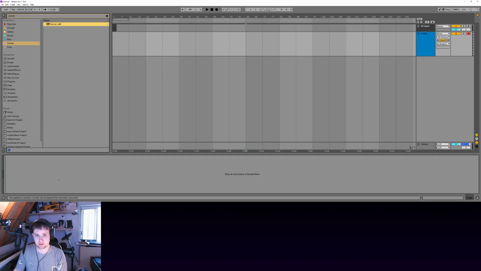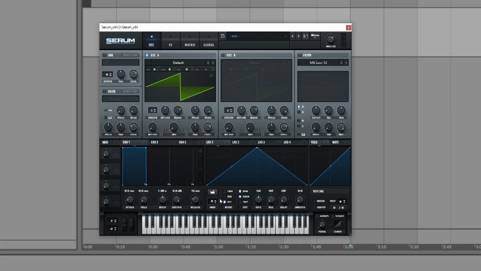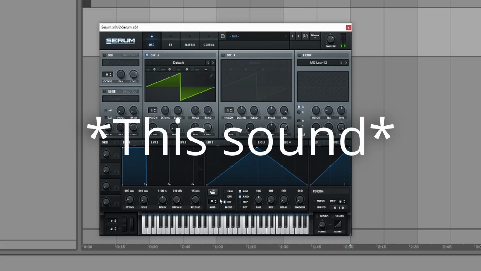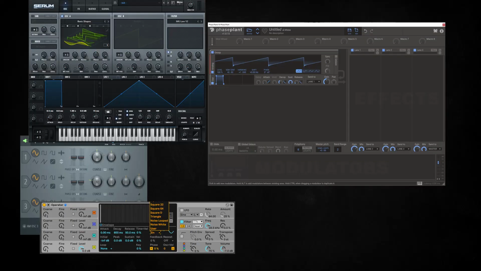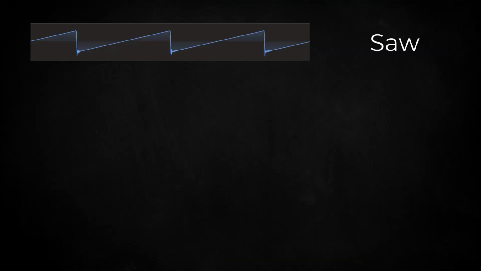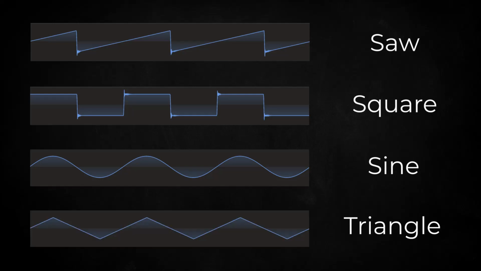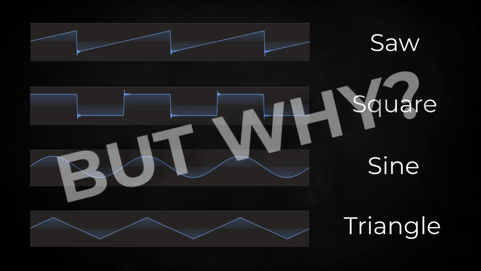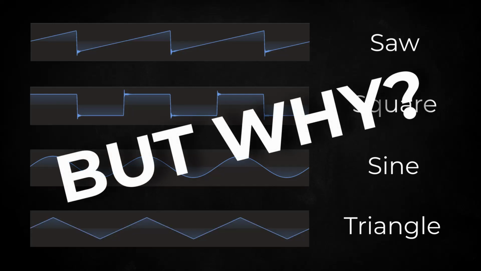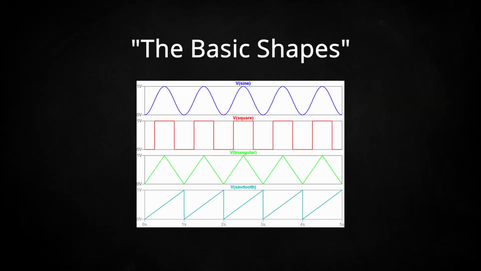If you've ever opened up a synthesizer in your DAW, you've probably heard this sound before. Most synthesizers contain at least 3 waveforms: the saw, the square, the sine, and the triangle. Today I'm going to explain to you why these particular waveforms are so important to all the music all around us, and why the synth wizards decided on these waveforms as the basic shapes, and not some other ones.